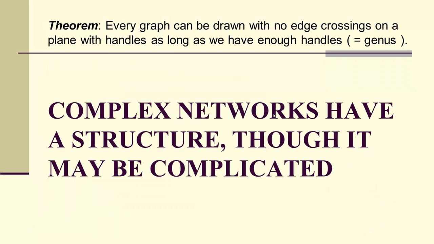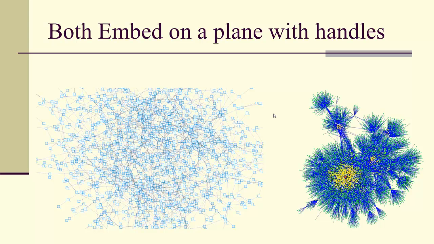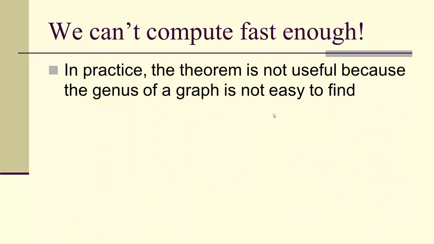Every graph can be drawn with no edges crossing on a plane as long as you have enough handles. Complex networks have a structure, but it tends to be a structure with a very high genus. Lots and lots and lots of handles. All of these can be embedded on a plane with handles as long as we put in enough handles. Now just looking at these two, you can see we're going to have a lot of handles.